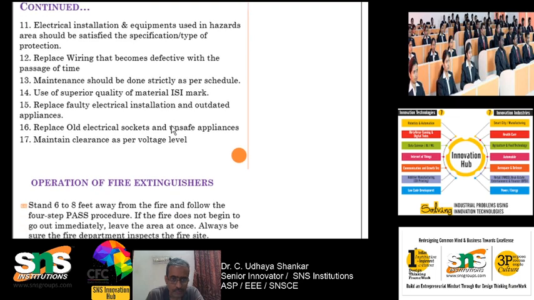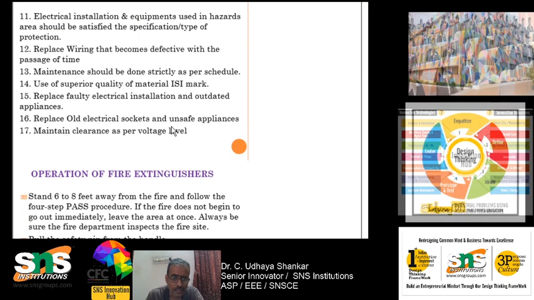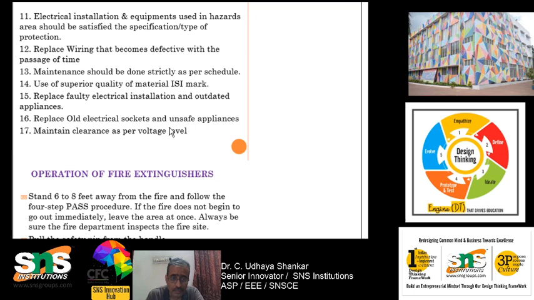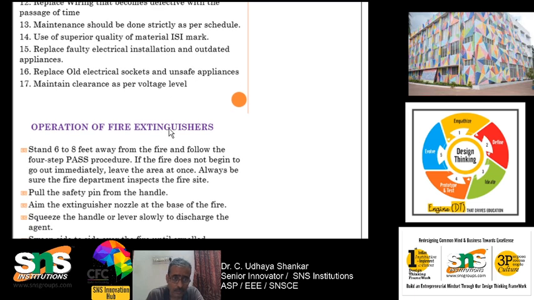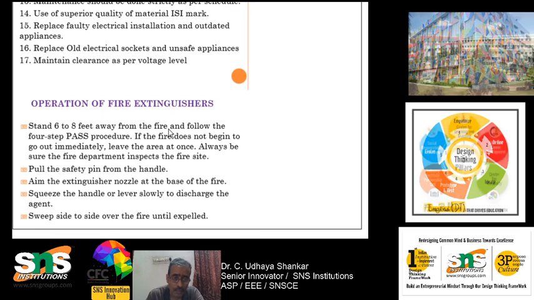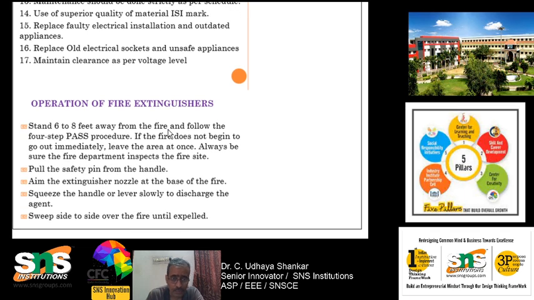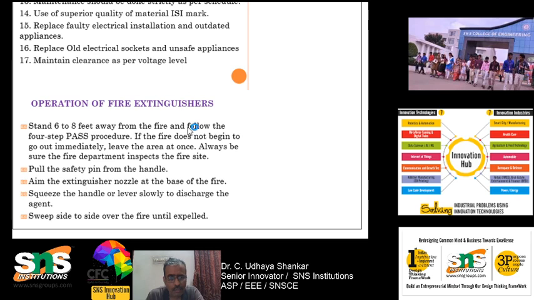Do not make any safety devices inoperative. Similarly, the electrical installation and equipment used in hazardous areas should satisfy the specifications, and defective wires should be replaced. Maintenance should be done strictly as per the schedule, and faulty electrical installations and overheated appliances should be replaced, as well as old electrical sockets and unsafe appliances.